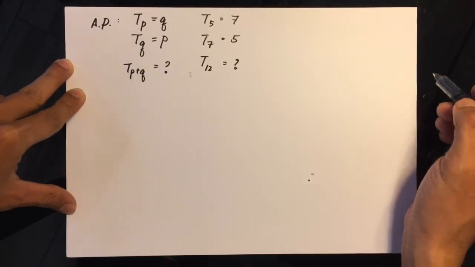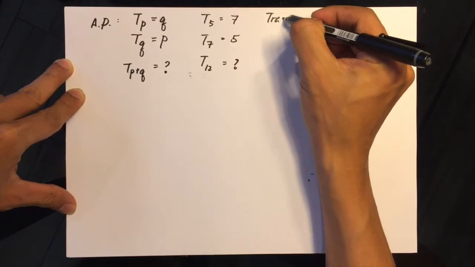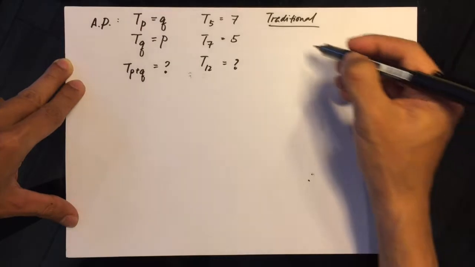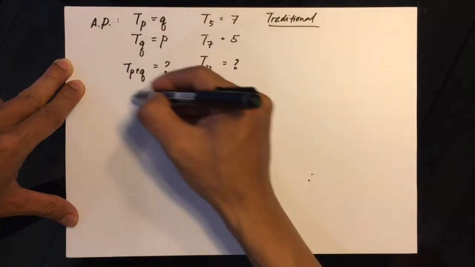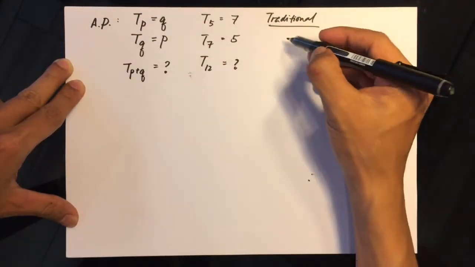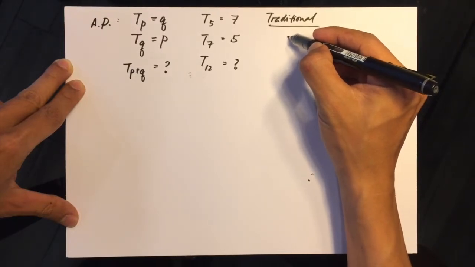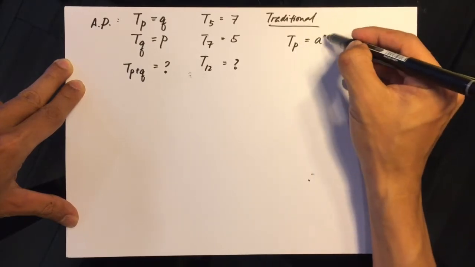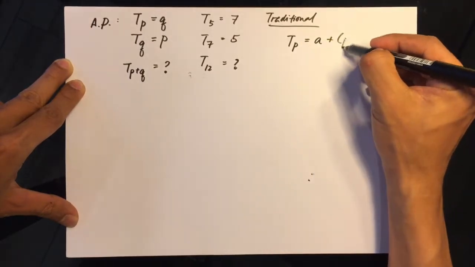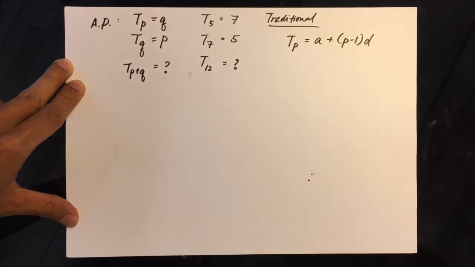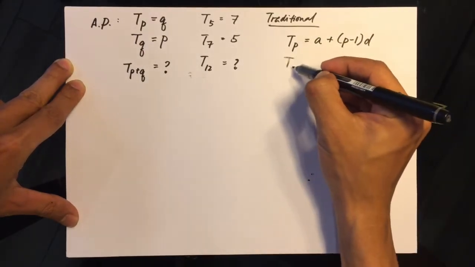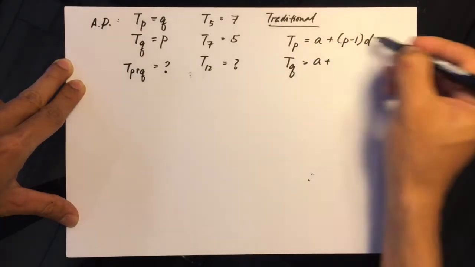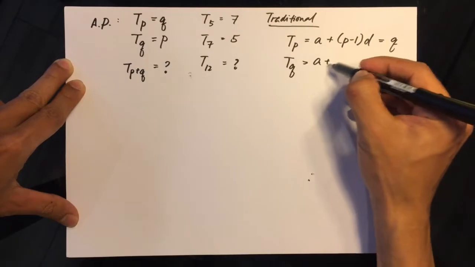So there's a bunch of ways of doing this. The traditional way, which is the non out-of-the-box way of doing it, is to express your pth and qth terms in terms of your standard arithmetic progression formula. So Tp is equal to the starting term a plus p minus 1 times the common difference d, right? So this is pretty standard. I'm sure you've learned this in school. And of course, given that Tp is equal to q. That was the first statement right there.